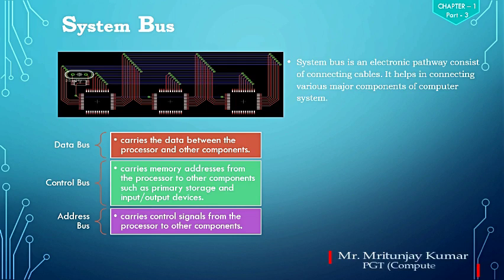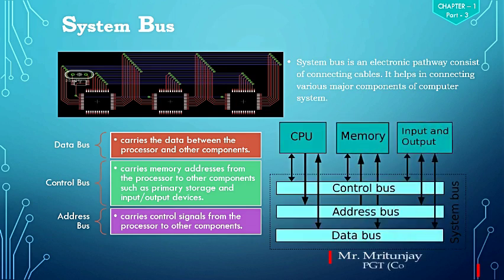Second is the control bus. Control bus carries the memory address from the processor to the other components such as primary storage and the input-output devices. The third type of bus is address bus. This address bus carries signals, that is the control signals, from the processor to the other components. You can see this diagram. All three buses are there, and there are arrows in black color. So you can see control bus is bidirectional, address bus is unidirectional, whereas data bus is bidirectional.